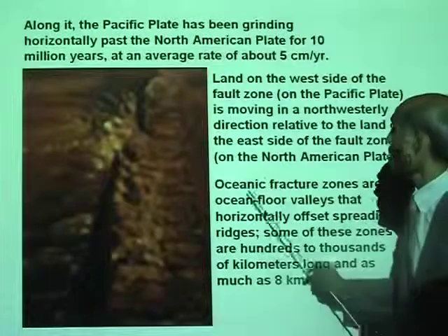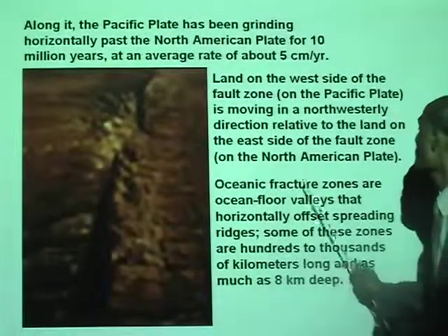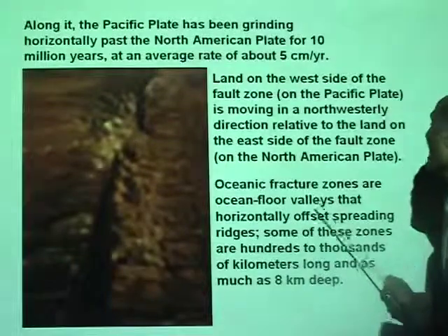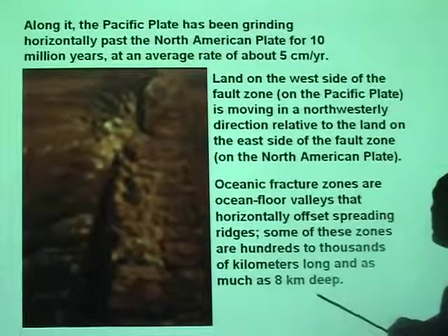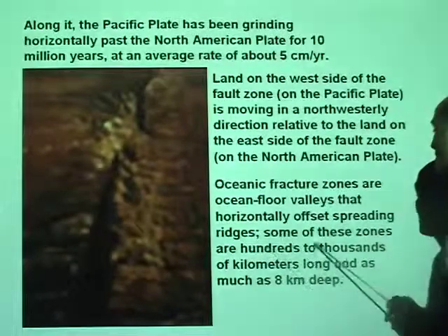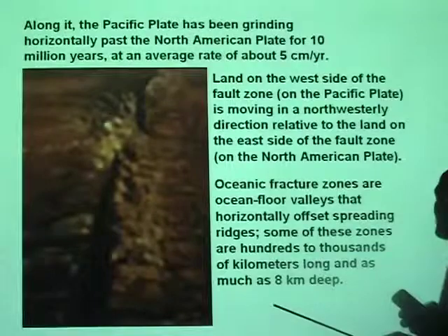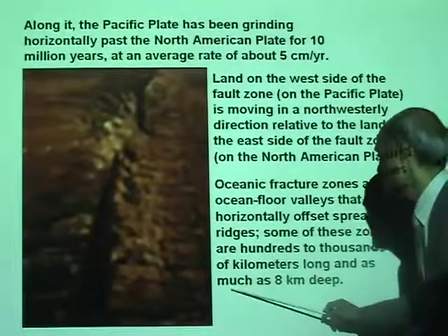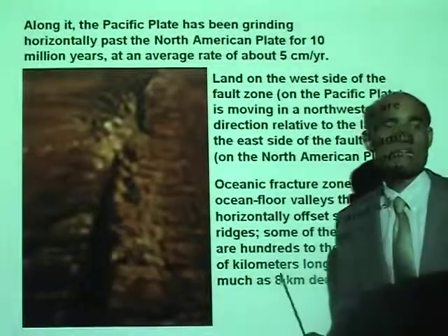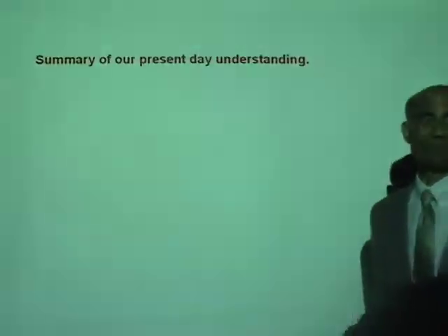All right. Now, the oceanic fracture zones are ocean floor valleys that horizontally offset spreading ridges. Some of these zones are hundreds to thousands of kilometers long and as much as 8 kilometers deep. So most of these occur underneath the sea.